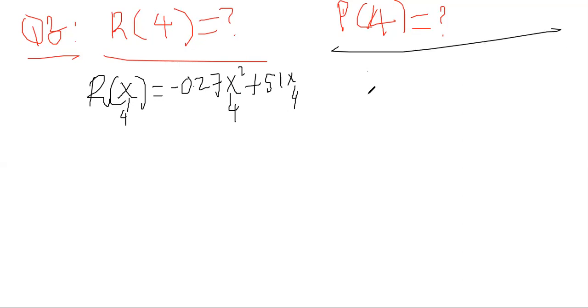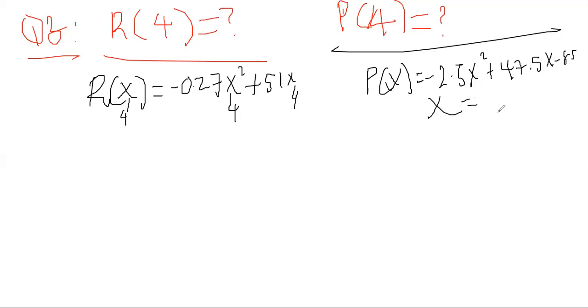So the profit function, we know it is P of x equals to minus 2.5x raised to the power of 2 plus 47.5x minus 85. So when they say P of 4, you just say x equals to 4 here. So wherever you see x, you put 4 there, just like the same here as well.